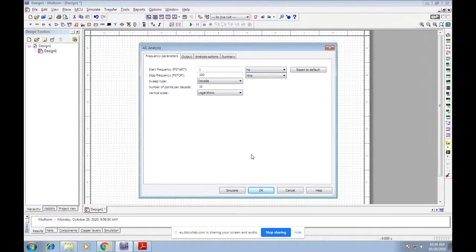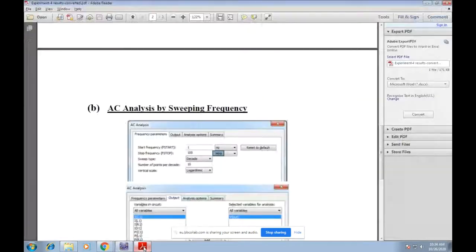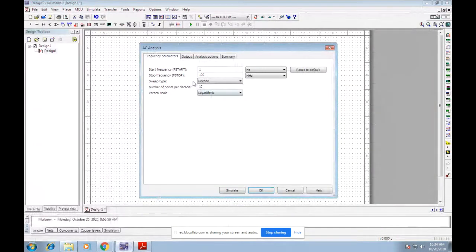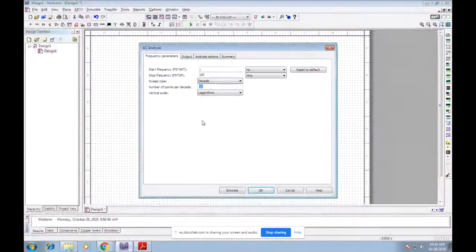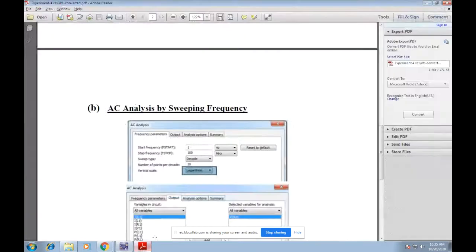From here select megahertz. The sweep type is decade. There are many options, so we have to select decade, and the number of points is 10. The vertical scale is logarithmic. So select the vertical scale. It will be logarithmic, linear, decibel, octave. We have to select logarithmic. So this is the input.